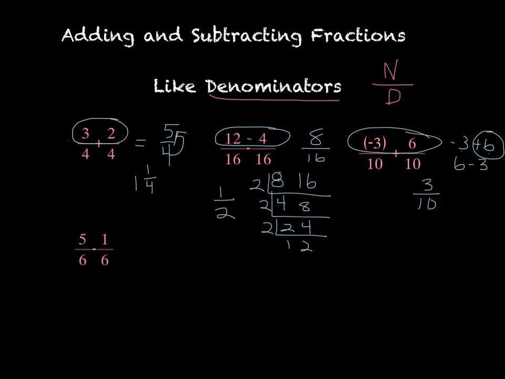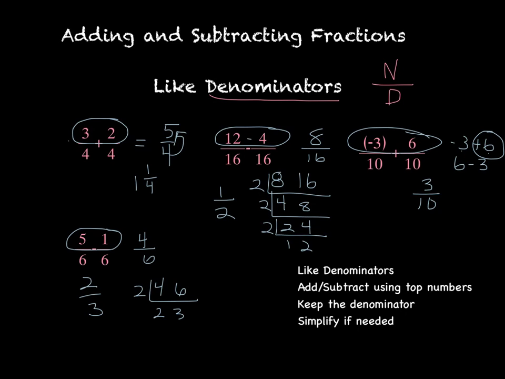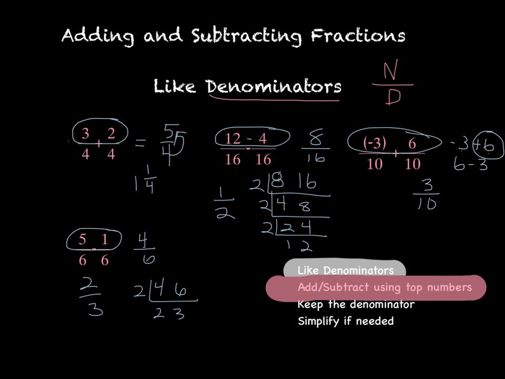That's perfect. Let's go with this one, doing our top. 5 minus 1 is 4/6. It is not simplified because they're both even. So again, we're doing our birthday cake with 2, because they're both even. 2 and 3, our new fraction is 2/3. So our rules for like denominators: what you're going to do is add using the top numbers, and you're going to keep the denominator the same, then simplify if needed.